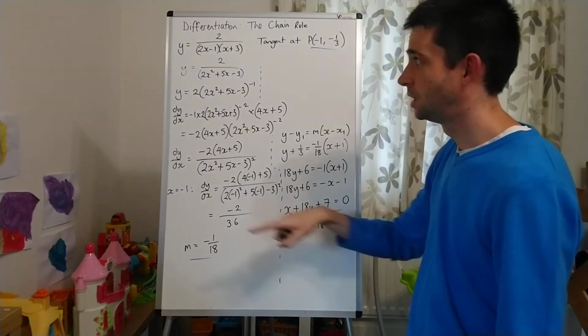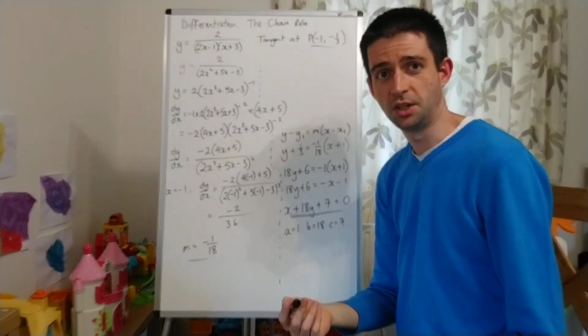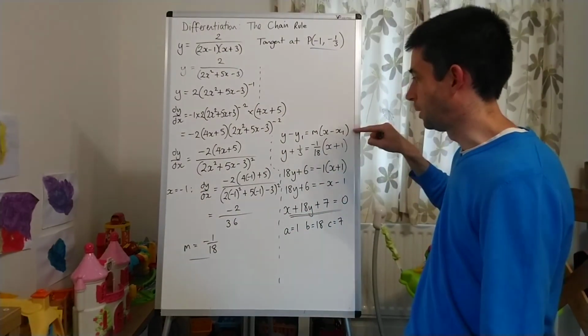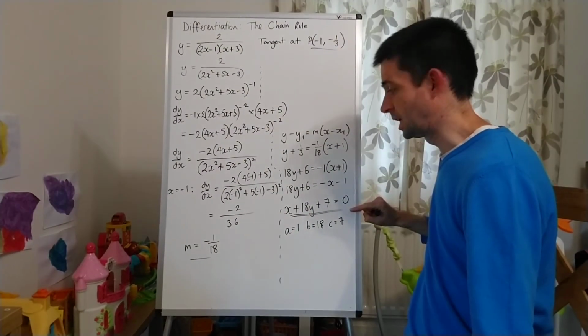So, tangent, straight line, you need a point, you need the gradient. We had the point, we got the gradient by differentiating using the chain rule and substituting in the x coordinate, and then we used our equation of a straight line to get to the tangent.